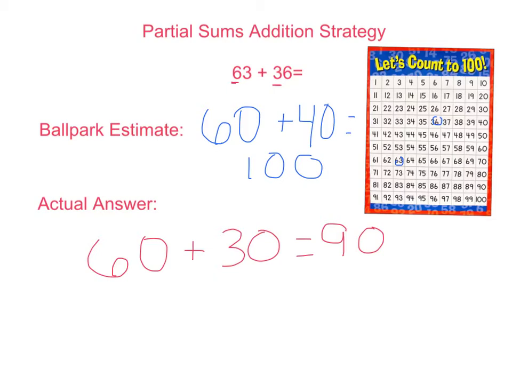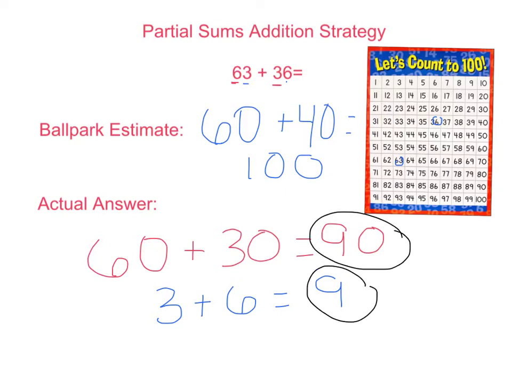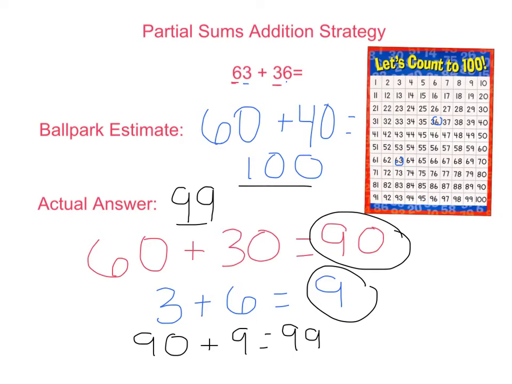Then I'm moving to my one spot. So in 63, I have a 3 in my one spot, and in 36, I have a 6 in my one spot. So 3 plus 6, the numbers just stay the same since they are in the one spot. 3 plus 6 is 9. Now I need to add my two sums, my two answers together. So 90 plus 9 equals 99. So my actual answer to the problem is 99, which you can see is very close to 100.